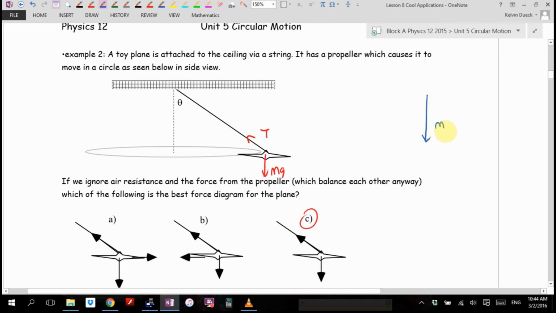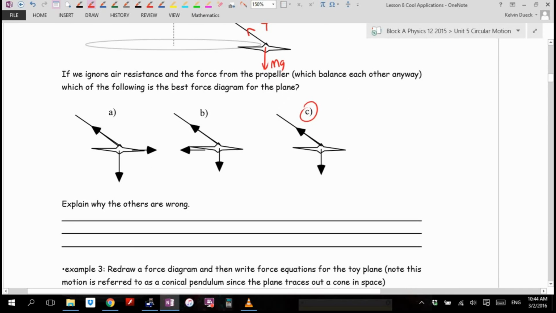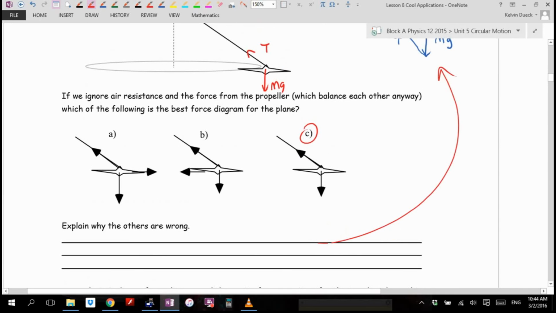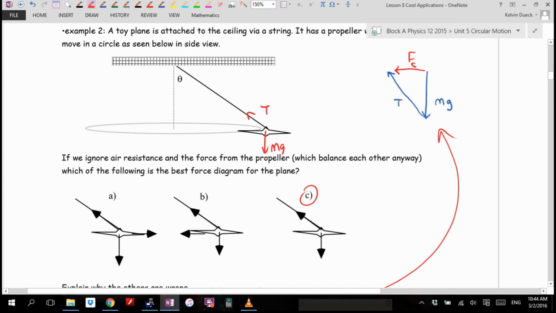So if I do that, I get this. Gravity down, right? Tension. And you can see, oh, look at that. There is the resultant, and my net force is pointing directly toward the center. You only need those two forces, and that'll pull you in a circle. Okay? Explain why the others are wrong. Right there. That's all you need.